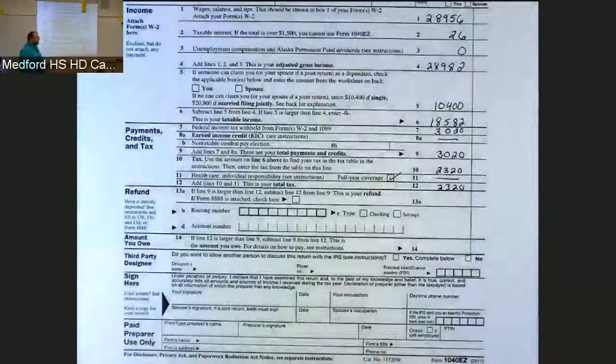And now we got to figure out whether we're getting a refund or have to pay in. Remember, line 9 is the amount that we paid in, the amount that was taken off our check. This is the amount that we were supposed to owe. Are we getting money back, or do we have to pay it? We're getting money back, right?